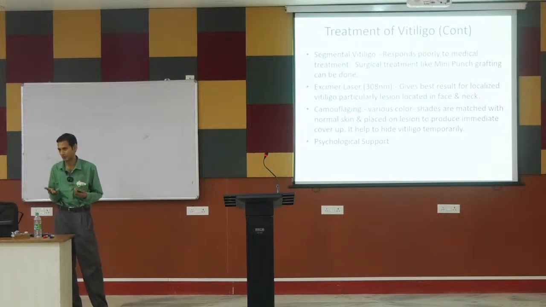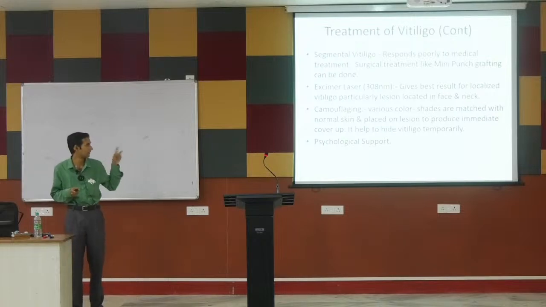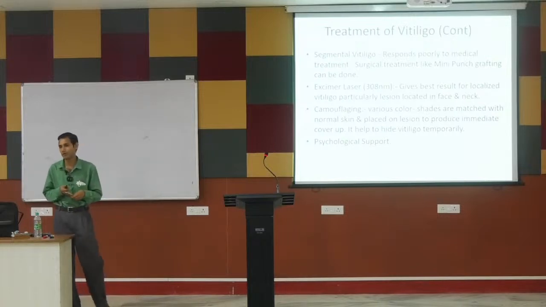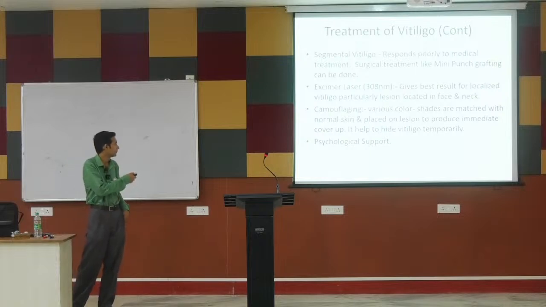It is an autologous process, so there is no chance of infection also, but it should be done in a particularly localized area of the vitiligo, that is segmental vitiligo if it is localized, and the vitiligo should be stable for at least 1 year. The age of the patient is also important, and should be more than 12 years. So usually segmental vitiligo responds poorly to medical treatment.